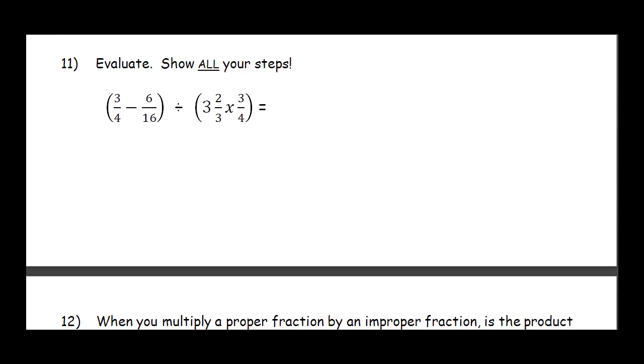Okay, number 11 says to evaluate and show all your steps. Alright, so this is dealing with order of operations, and when we do order of operations, we remember BEDMAS, but I'm just writing the exponent in lowercase right now because we're not dealing with that. With BEDMAS, we do all the work in brackets first, and then going from left to right, we solve whichever of division or multiplication comes first. We'll solve those, and then addition and subtraction will be last.